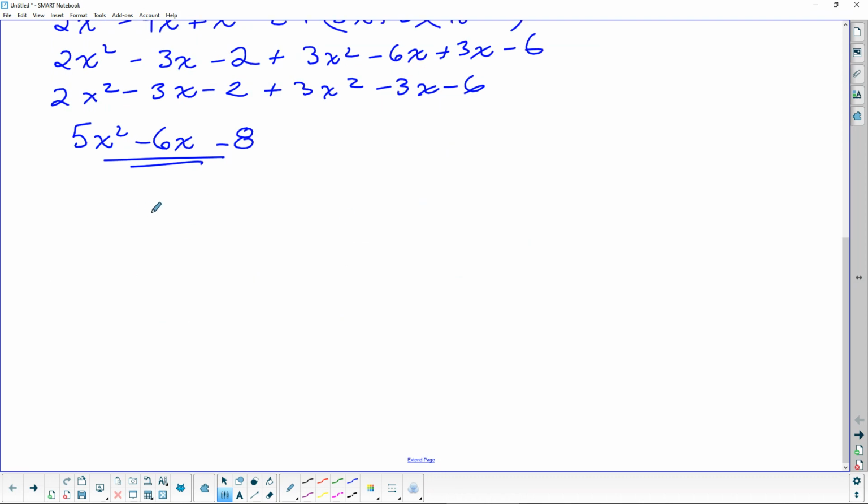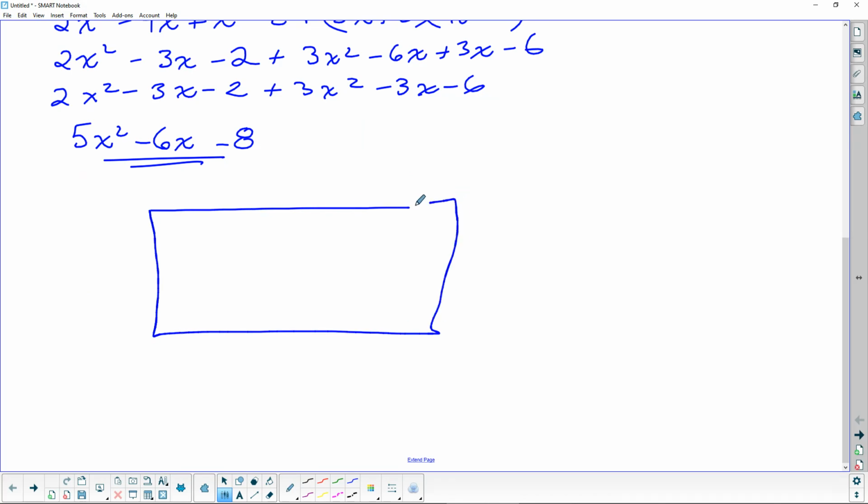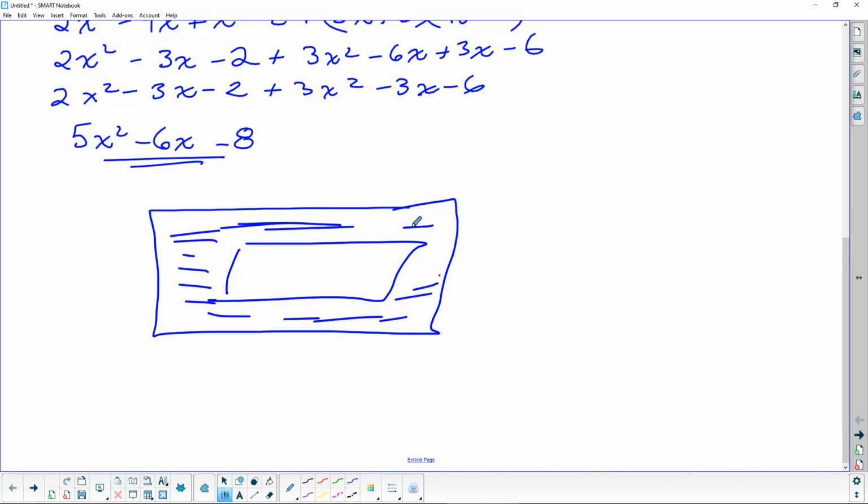So let's say they gave you a square inside of a square or rectangle, and this is your area here that they want you to calculate. And let's say that they said this is x, and this is x plus 4. And then they said this is 2x minus 1. And this one was, I don't know, x plus 1.